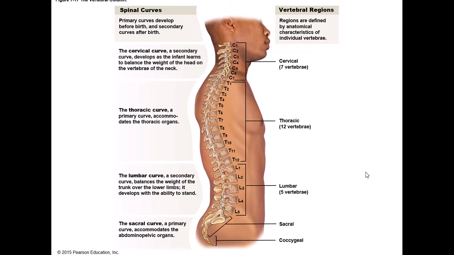So the two curves that are primary curves, right? They're there in that direction from the day we're born. The primary curves are the thoracic curve and the sacral curve. The two that change direction and become secondary curves are the cervical curve and the lumbar curve. Right? So we expect to see this kind of S-shaped curvature to the spine when we look at it from the side. We wouldn't want to see that S-shaped curve from the back. Right? That's a condition called scoliosis, and we talk about that in a pathology class.